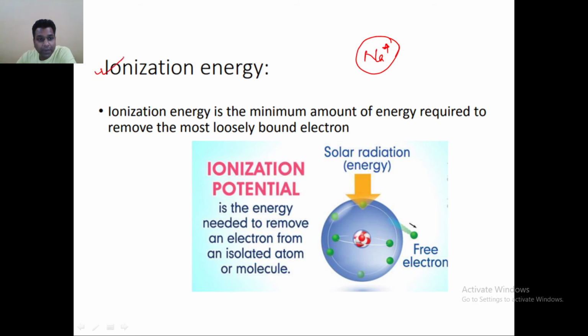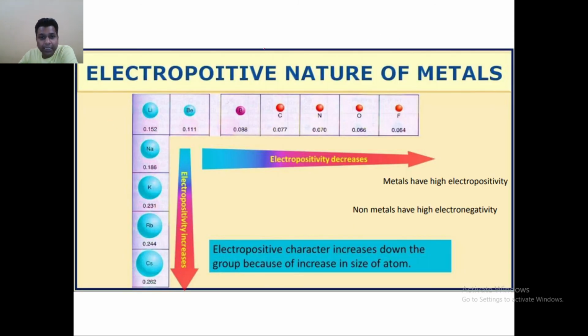So in the case of ionization energy, it is defined as the amount of energy that you need to provide to the atom so that it releases the loosely bound electrons easily. So electron affinity is about the release of energy, and ionization energy is about the absorption of energy to release the electron. They are just opposite to each other.